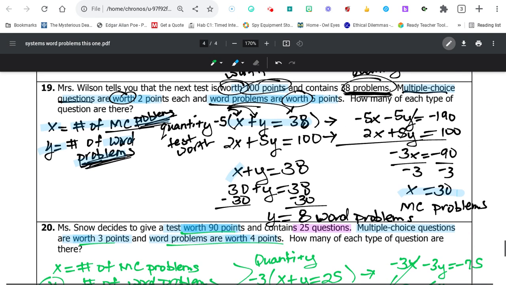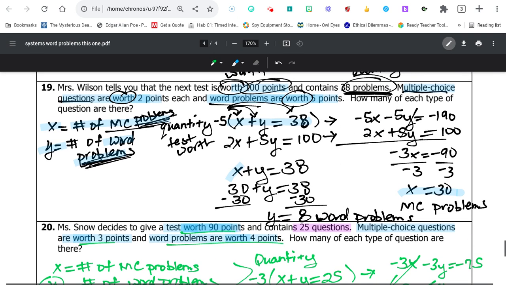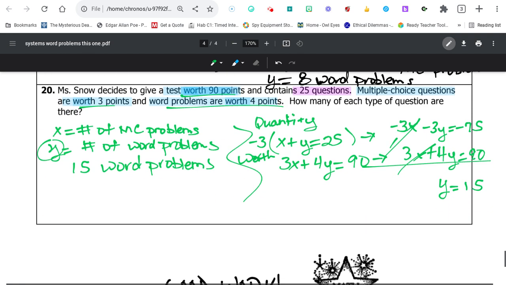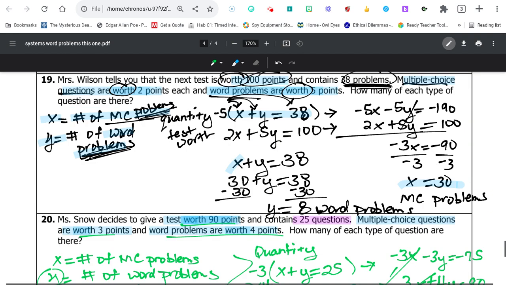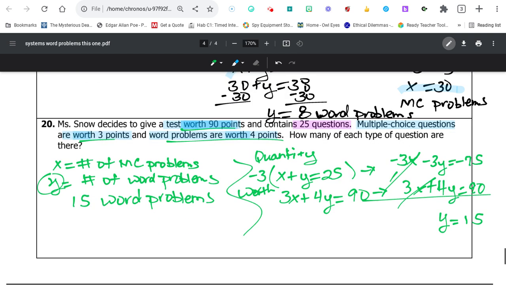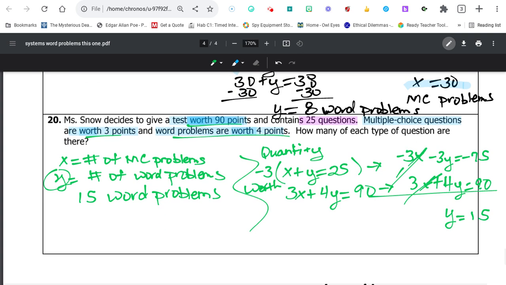Hold on one second. I eliminated x in that one. I just want to make sure I didn't eliminate the same variable last time. Last time I eliminated y. This time I eliminated x. I'm trying to show you both of them.